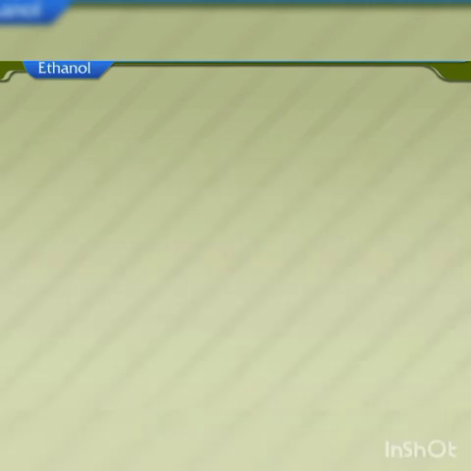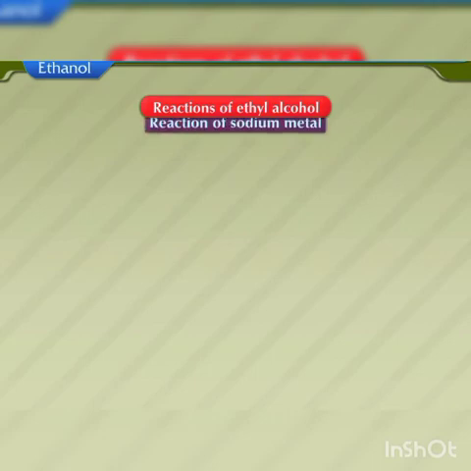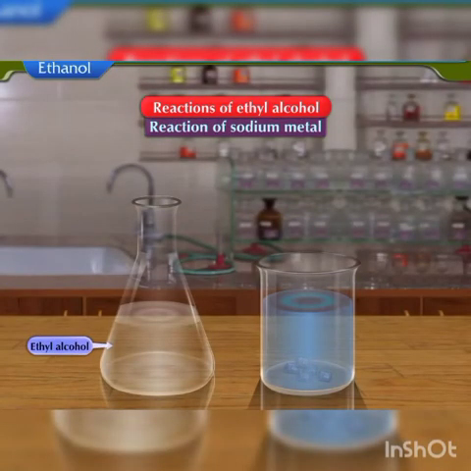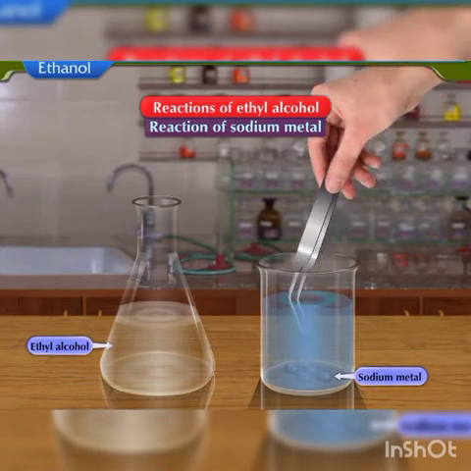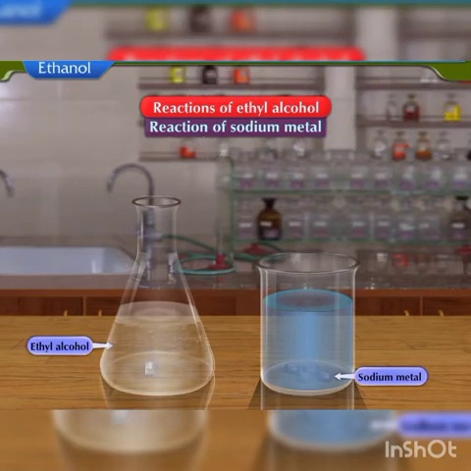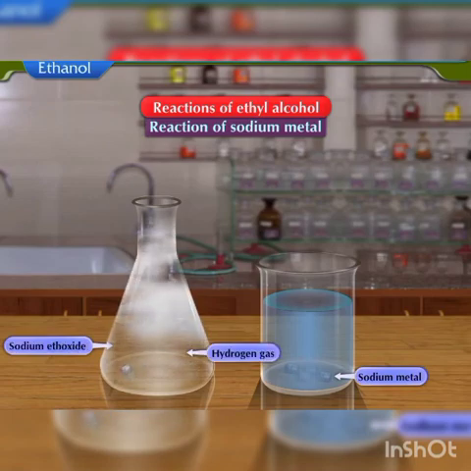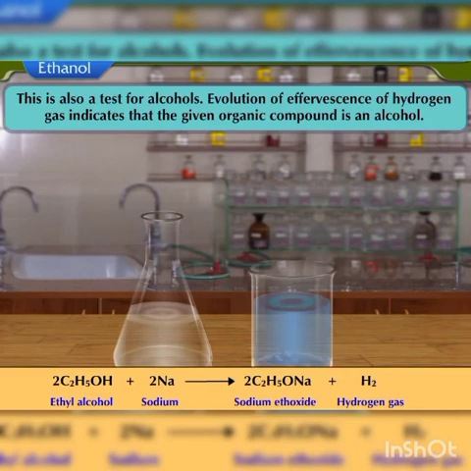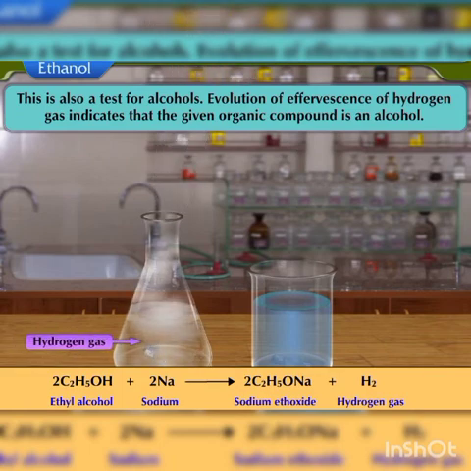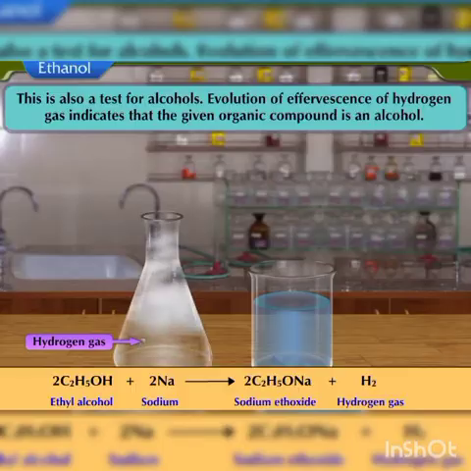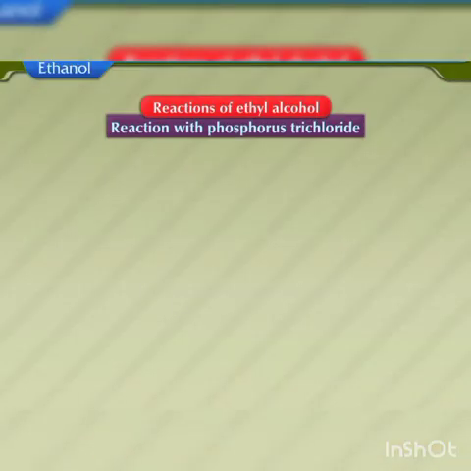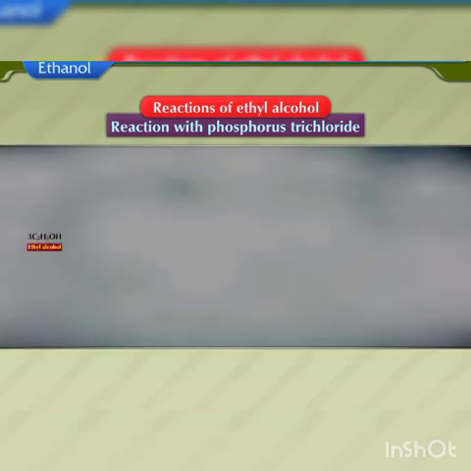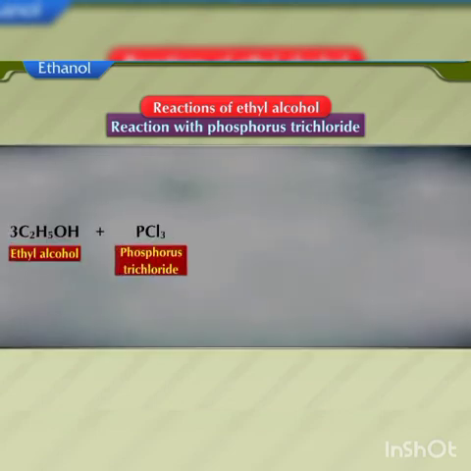Let us discuss some reactions of ethyl alcohol. Reaction with sodium metal. Ethyl alcohol reacts with sodium metal to form sodium ethoxide and hydrogen gas. This is also a test for alcohols. The evolution of effervescence of hydrogen gas indicates that the given organic compound is an alcohol. Reaction with phosphorus trichloride. Ethyl alcohol reacts with phosphorus trichloride to form ethyl chloride and phosphorous acid.